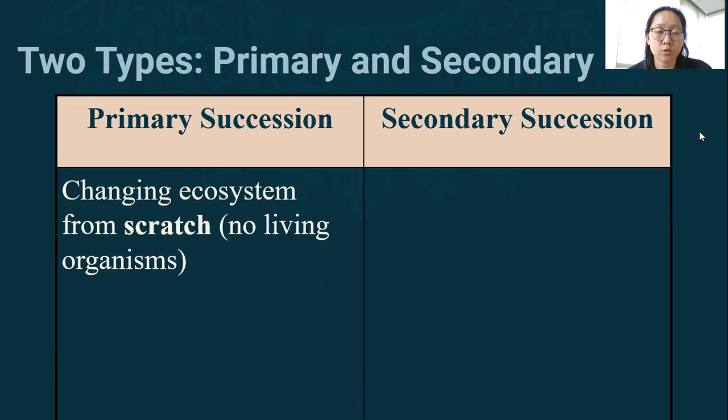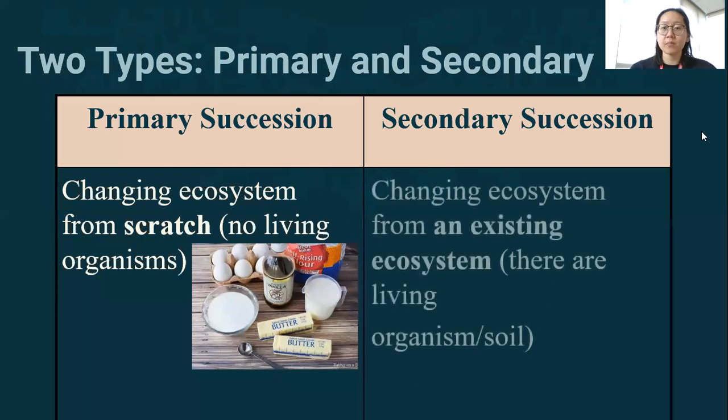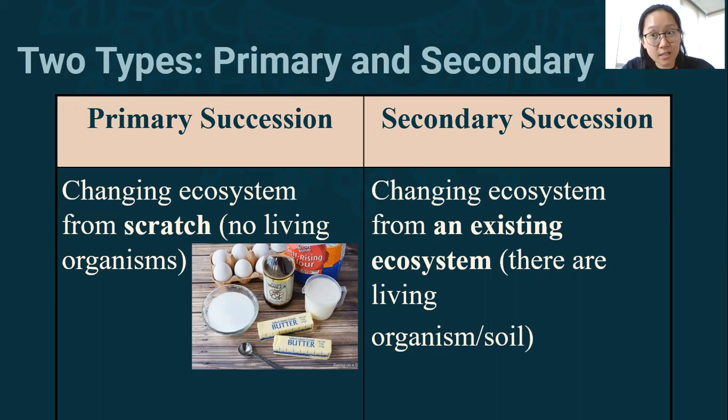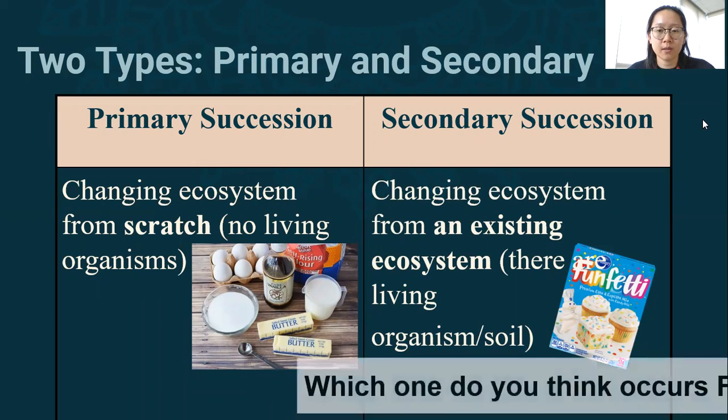Primary succession is starting or changing an ecosystem from scratch, meaning that there's nothing living at the very start. You're starting from bare rock. It's kind of like baking a cake from scratch ingredients. No recipe, no nothing. Secondary succession is changing an ecosystem from an existing ecosystem that's already there, meaning that there are living things and there's soil, so it's a lot easier and a lot faster to start. Kind of like if you're baking a cake from a cake mix, right? You're going to do it a lot faster because it's pretty much already prepared for you, set up for you.